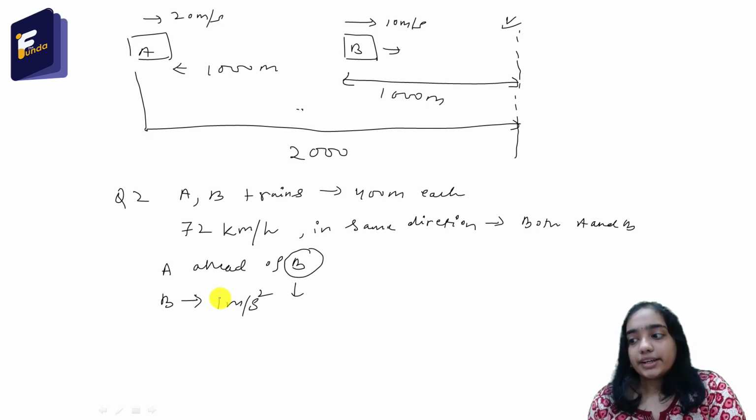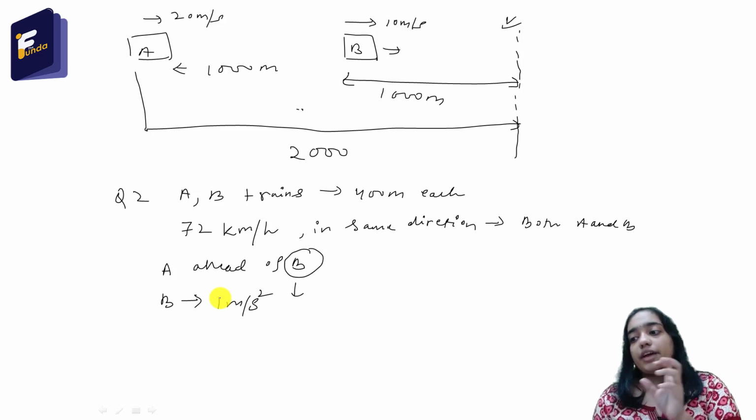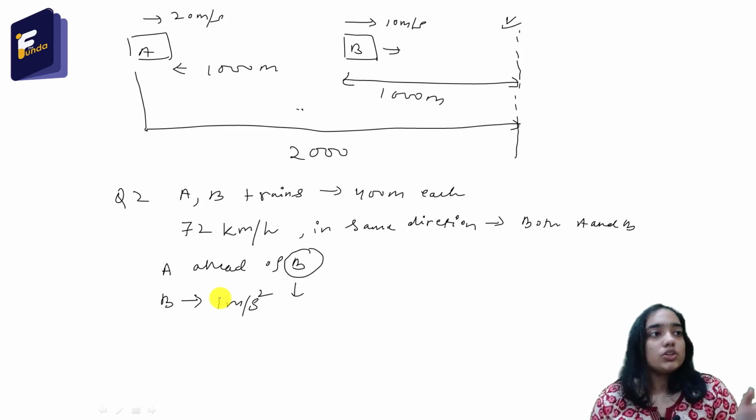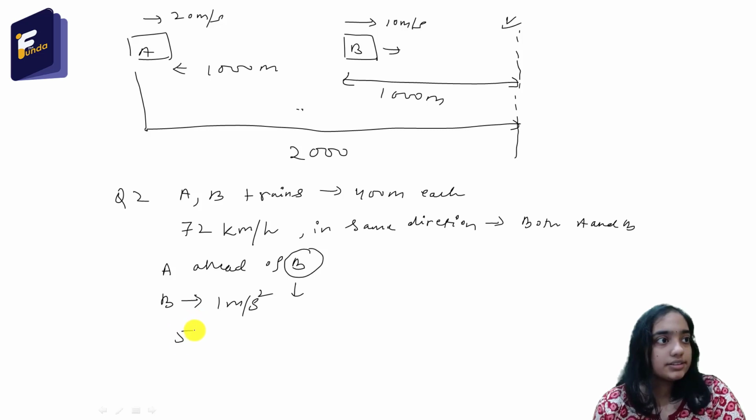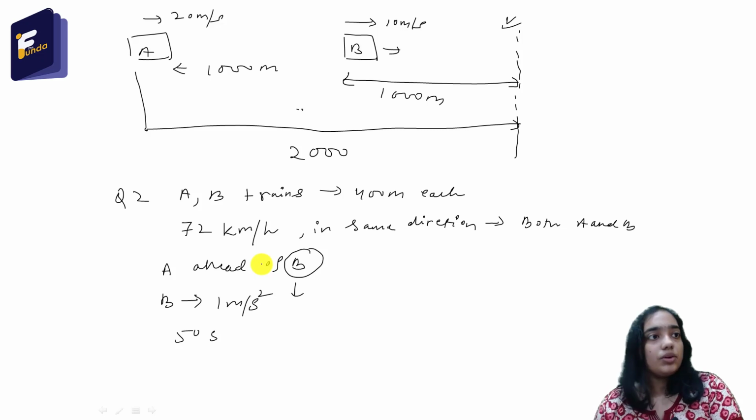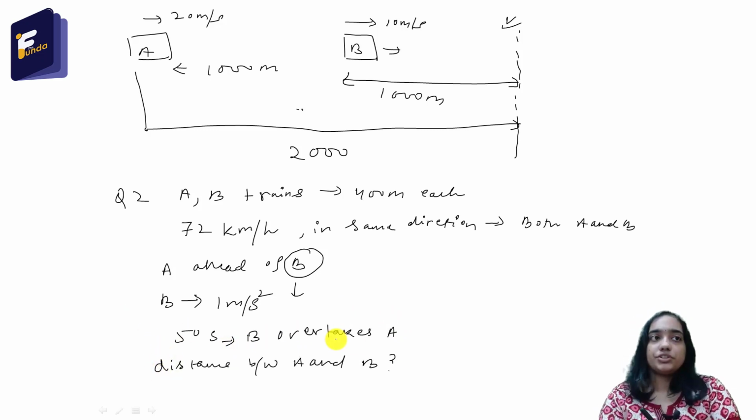If after 50 seconds the guard of B just brushes past the driver of A, what is the original distance between A and B? What it is asking is that after 50 seconds, B brushes past A, meaning B overtakes A. So what is the distance between A and B? This is the whole question. I have given you all the data, so you may pause the video and solve this question.